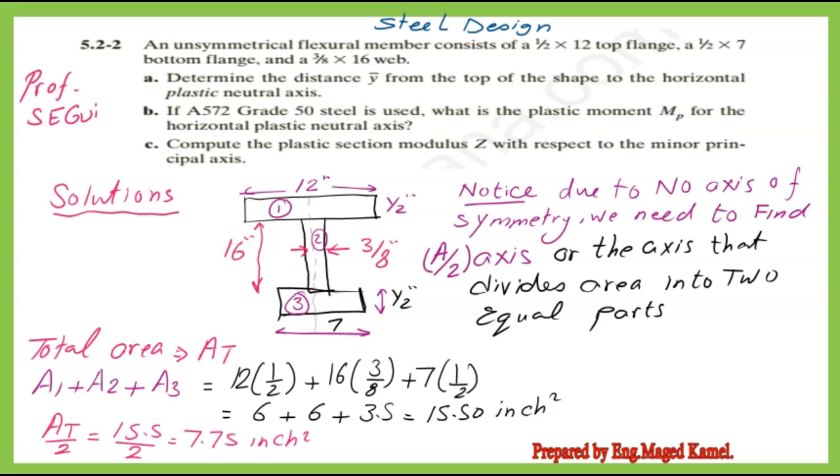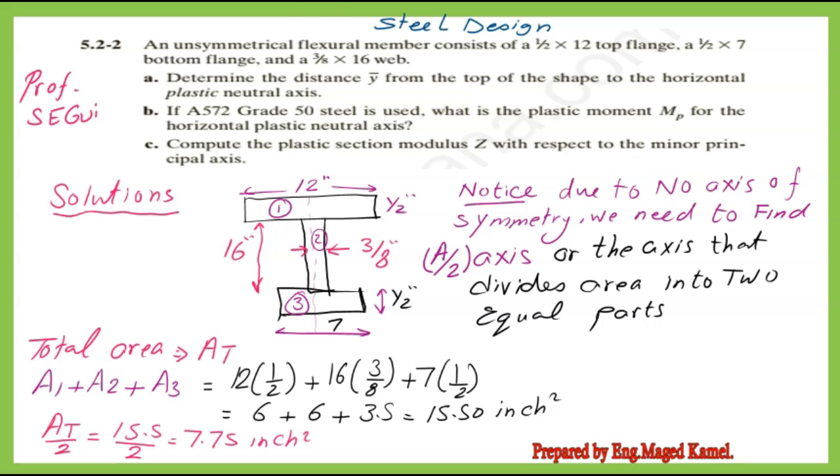We will have a look at practice problem number 522 from the Steel Design Handbook. There is an unsymmetrical flexure member consisting of 3 bars. The upper flange is 12 inches by 0.5 inches. The web part is 3/8 inches by 16 inches. The lower flange is 7 inches by 1/2 inches.